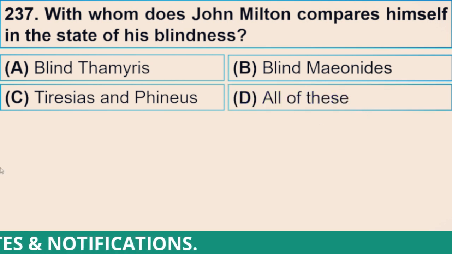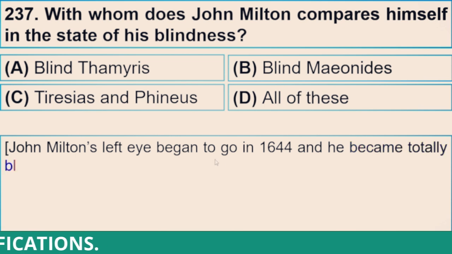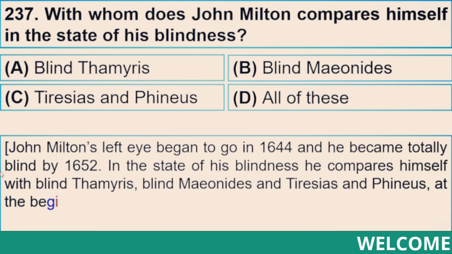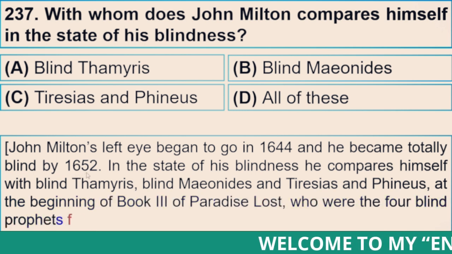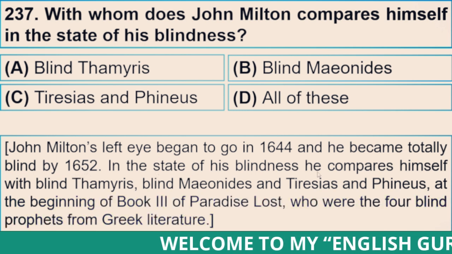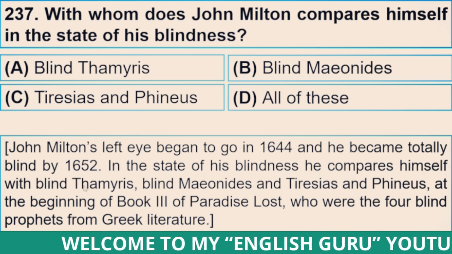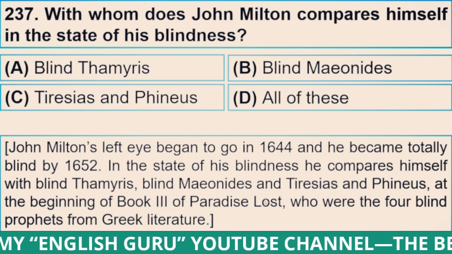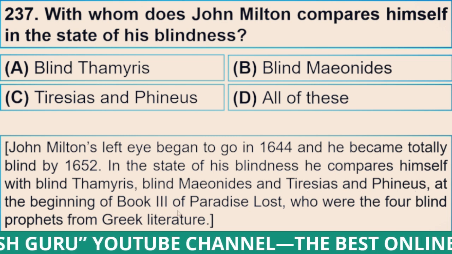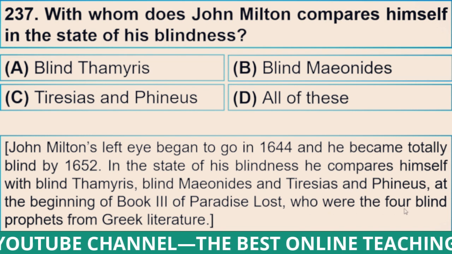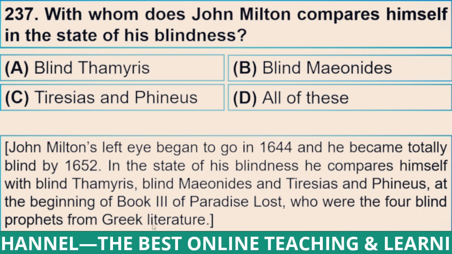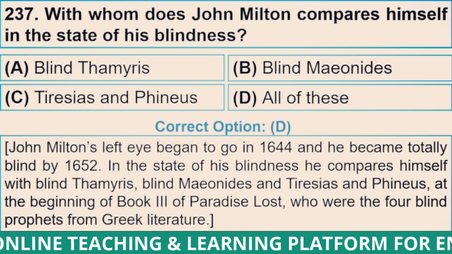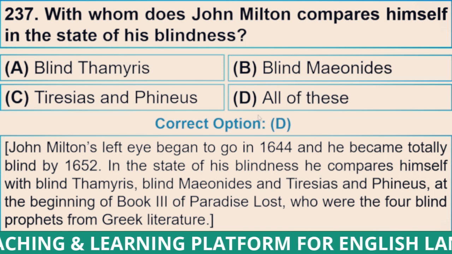Let me explain it. John Milton's left eye began to go in 1644 and he became totally blind by 1652. In the state of his blindness, he compares himself with blind Thamyris, blind Maeonides, and Tiresias and Phineus at the beginning of Book 3 of Paradise Lost, who were the four blind prophets from Greek literature. Here, the correct option is D, all of these. Okay, now let's see the next question.